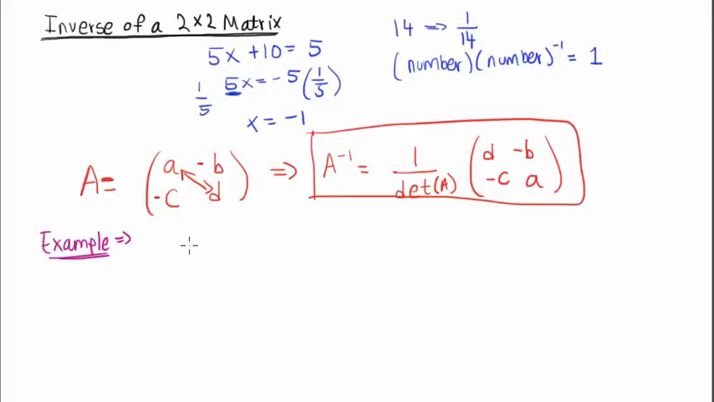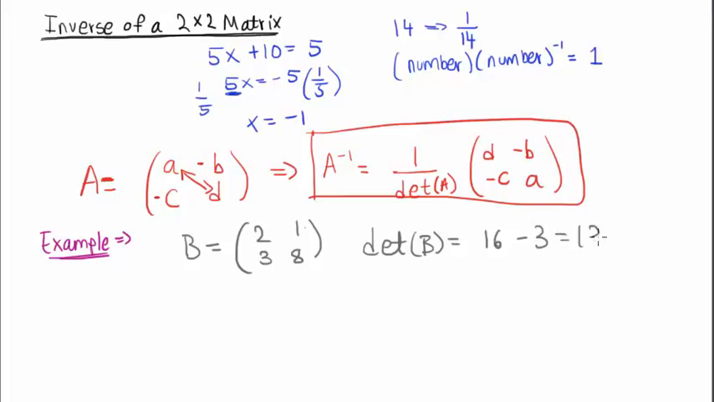My matrix B is equal to 2, 1, 3, 8. Okay? So the first thing I need to do is, what's the determinant of this matrix? Well, the determinant of B is equal to the product of the diagonal, so 2 times 8, which is 16, minus 3 times 1, which is 13. Okay? Now, I'm done with the 1 over the determinant of A part, almost, right?